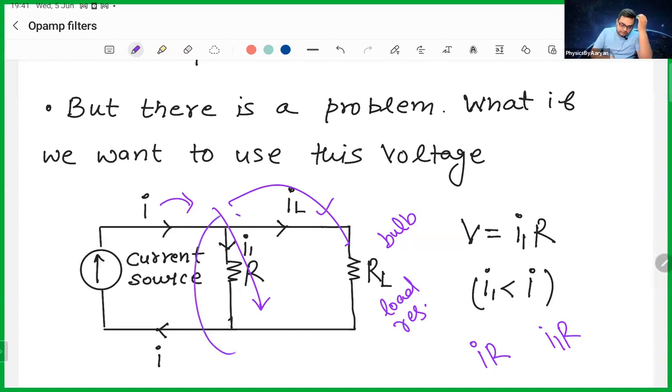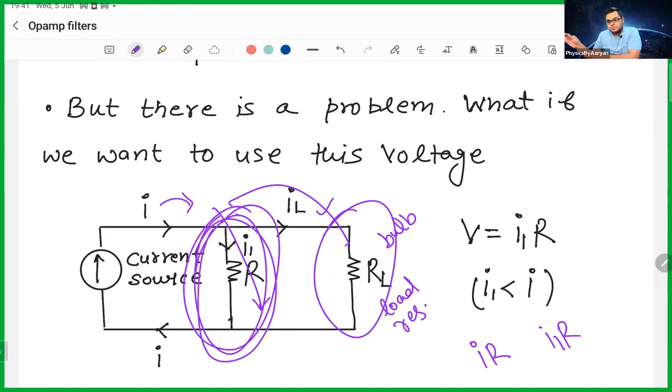So the voltage across this will change, and it will change according to load. If the load is very large, then most of the current will go from here. If the load is very small, then very little current will go from here, and most of the current will go through the load. This is not a reliable voltage source.